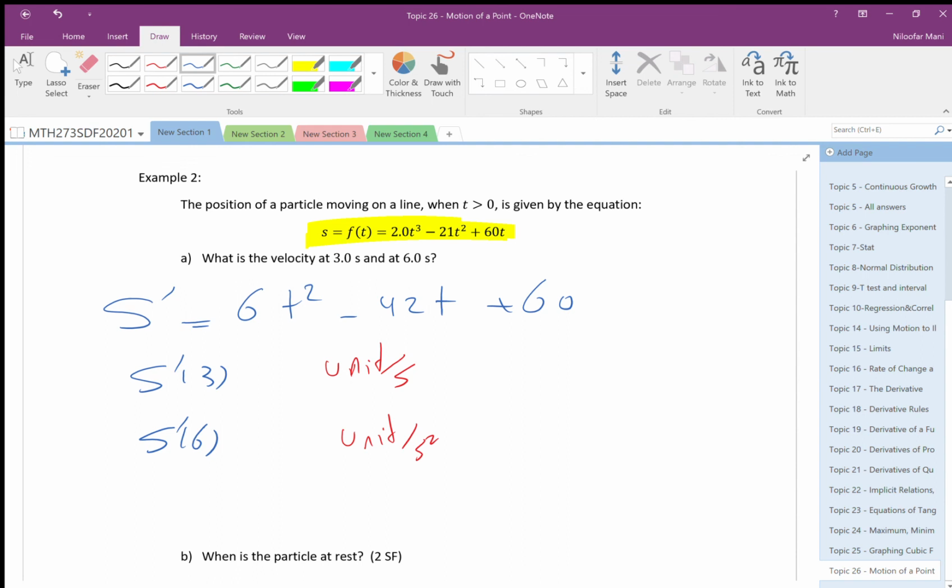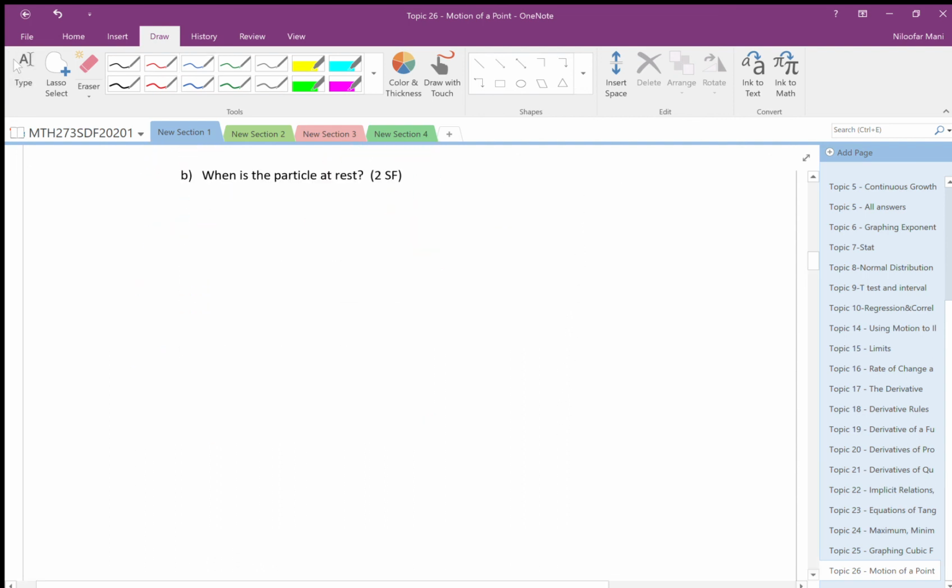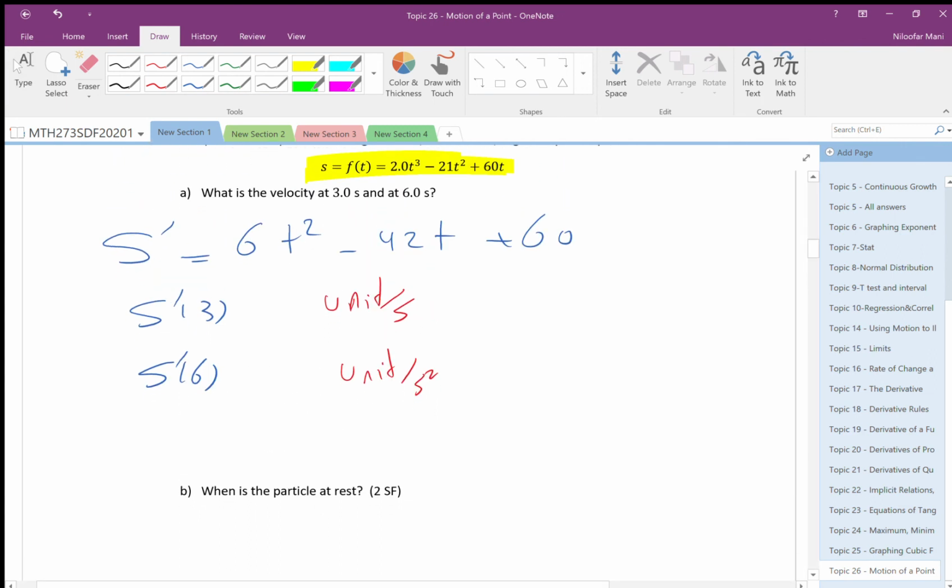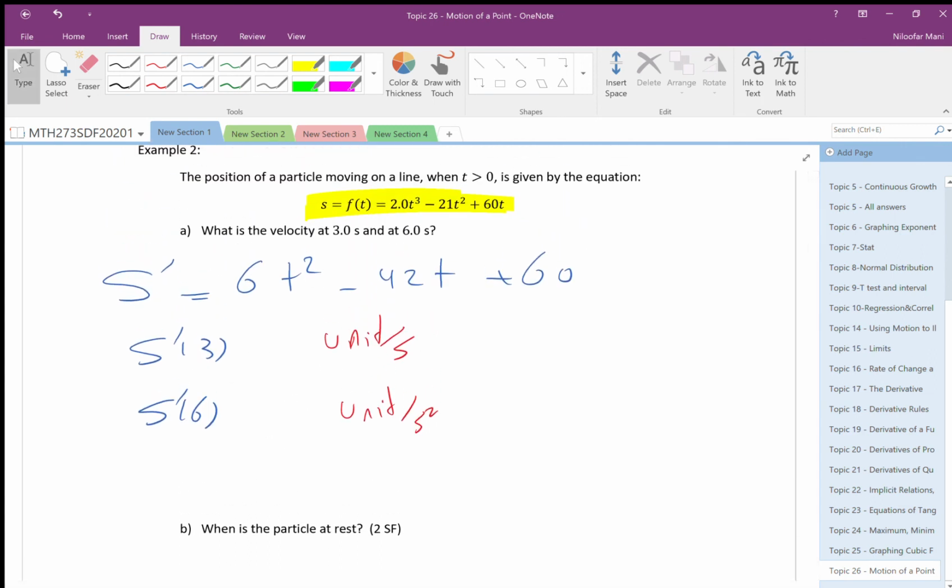Okay, so it says when the particle is at rest. So what do you think here? We have to think about it. So when it's at rest, we can answer that. The particle is at rest when the speed is 0. It's not moving, right? So the speed is 0. So I have to find where the speed is 0.